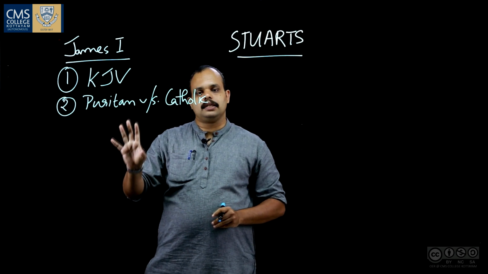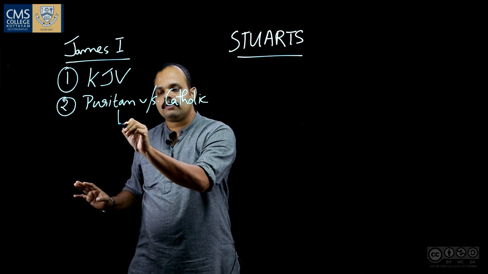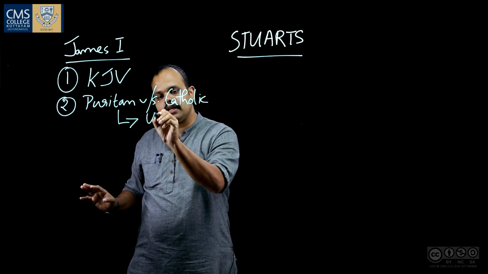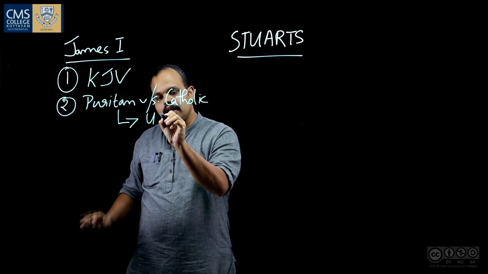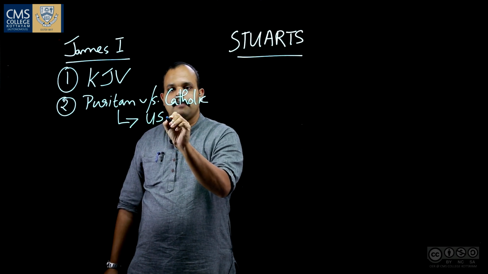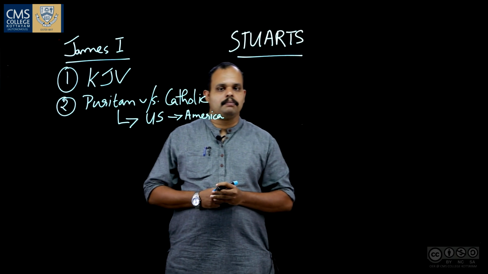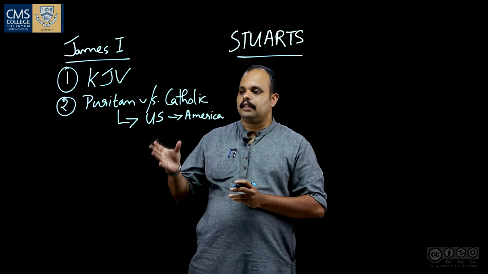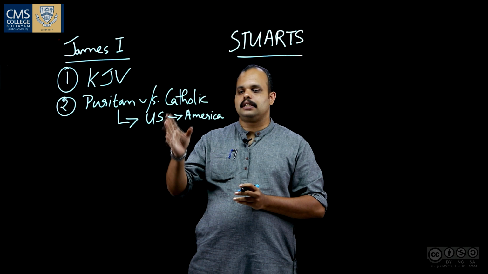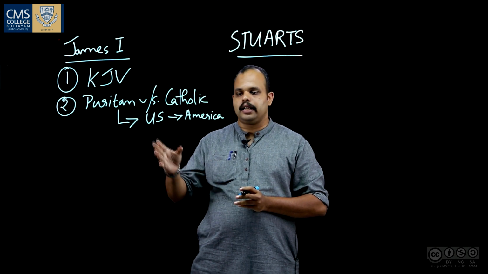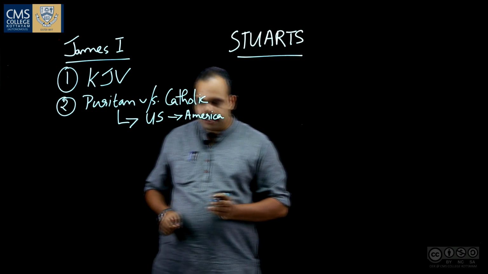So the Puritans during James's period moved out of England, and they established their colonies in the Americas, or the present USA. They left on a single ship called Mayflower, and they moved to the Americas and established 16 colonies. They were initially called the Pilgrim Fathers.